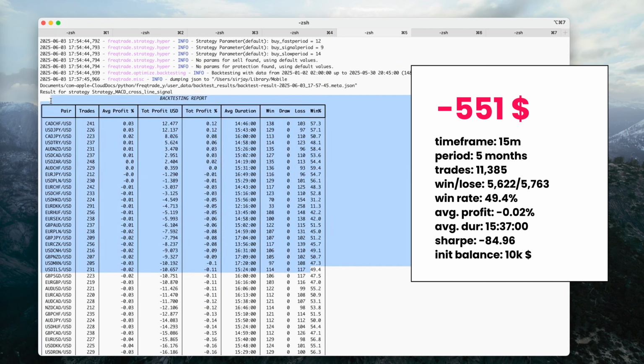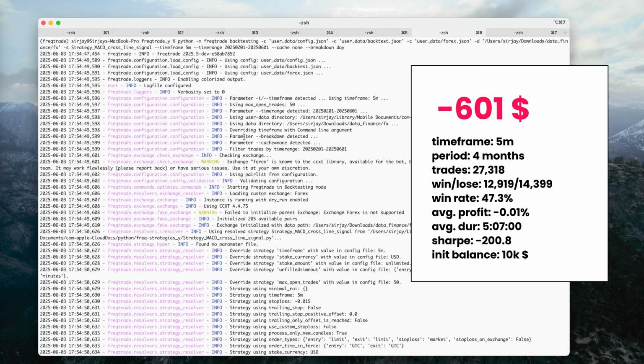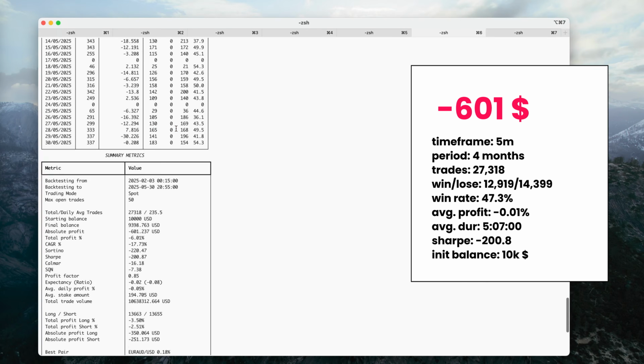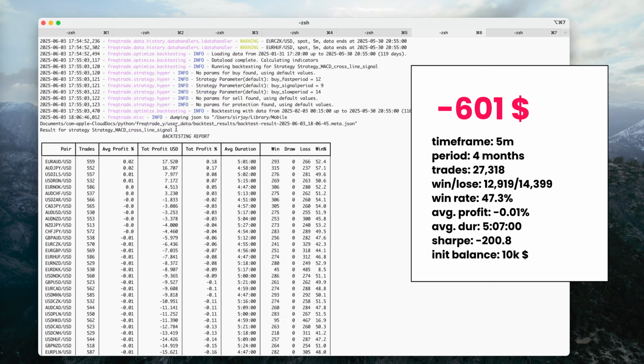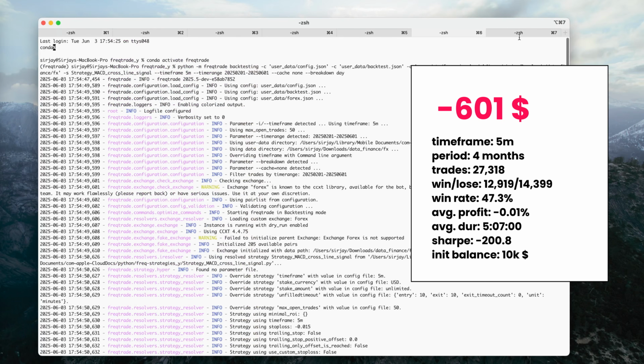Most profitable pairs. 5 minutes. For the 5 minutes, for the last 3-4 months, we've got minus $600, with a 47% win rate. Long and short both we've got negative. Backtest report: mostly everything is negative.